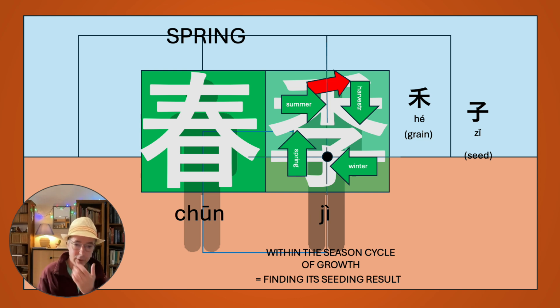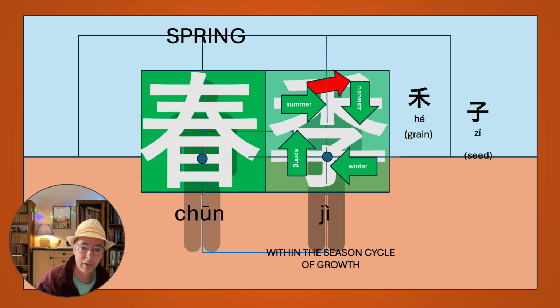So you have these four seasons. You have the summer, harvest, winter, and spring, which you can recognize in all the characters as well. So within this season and cycle of growth, you can find a seeding and a feeding and a prosperous result.